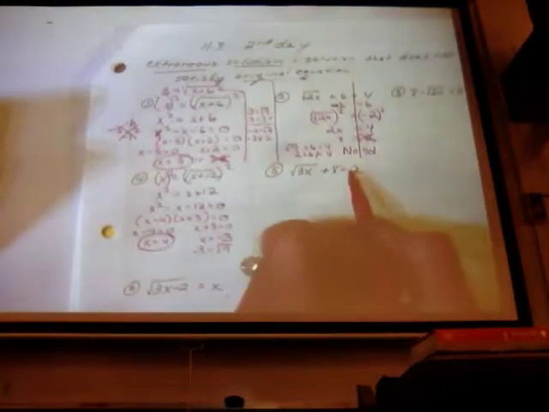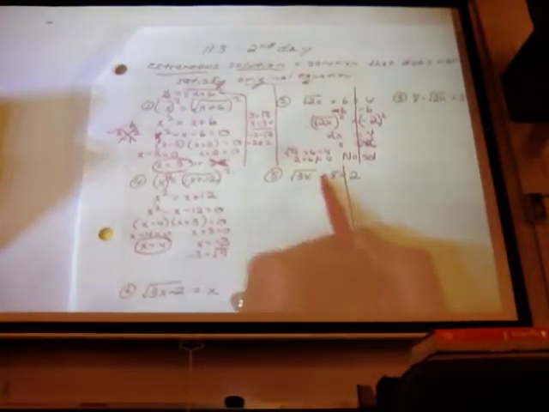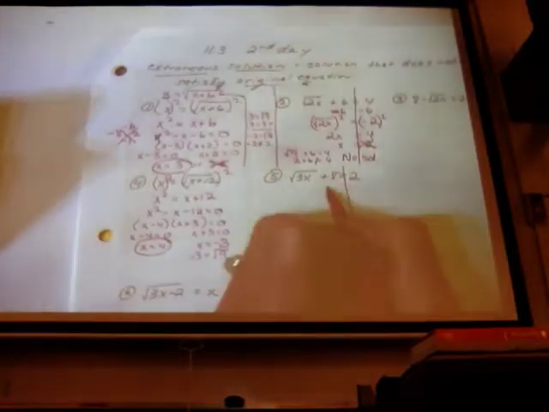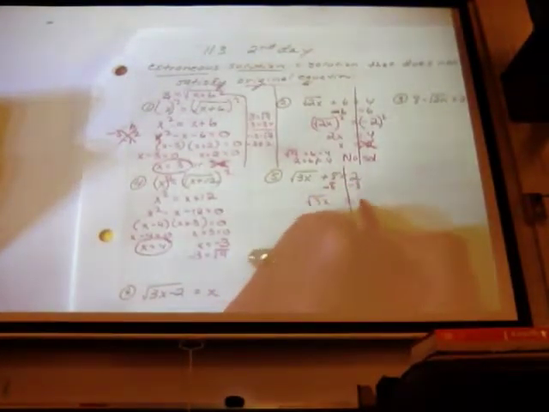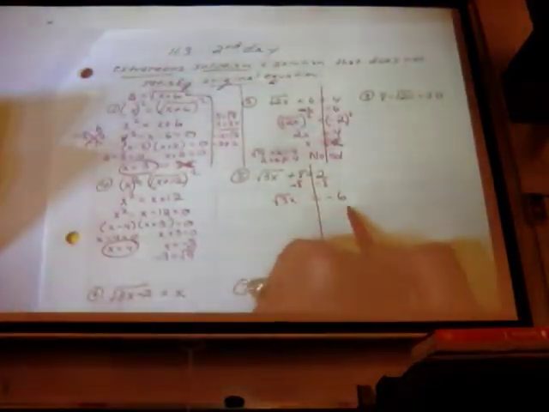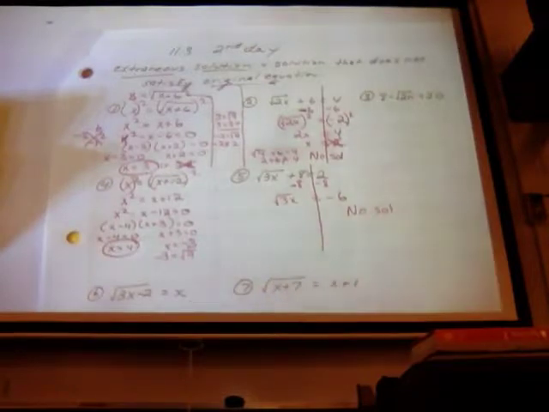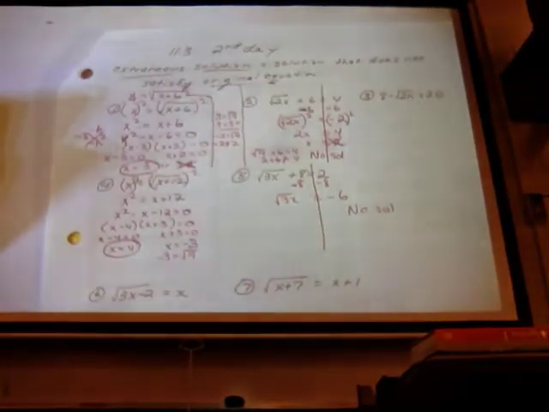Okay, Annika, going back to you, what would you do first here? There you go. You get radical 3x equals negative 6. No solution by Jake's method, because you can't have a radical equal a negative. If you go through and solve it and check it, it will not work anyway.